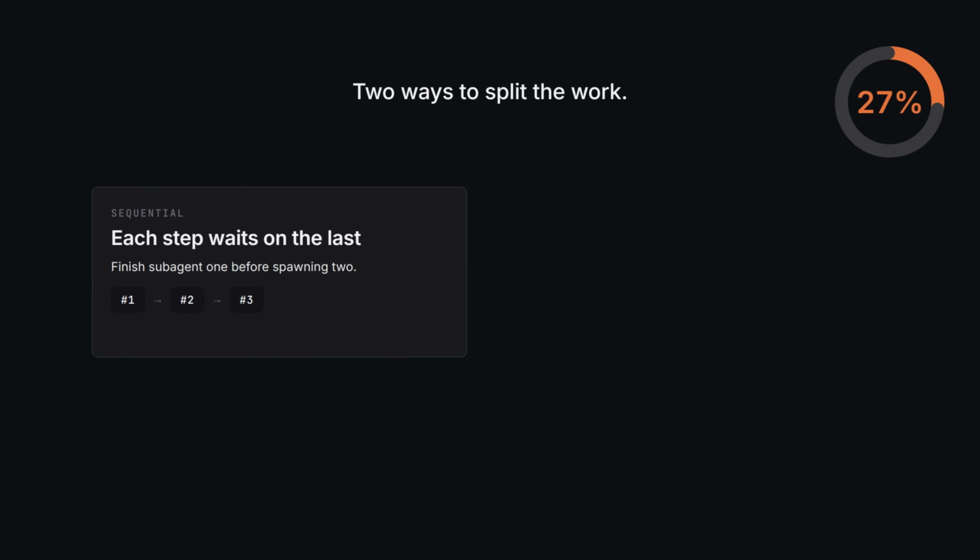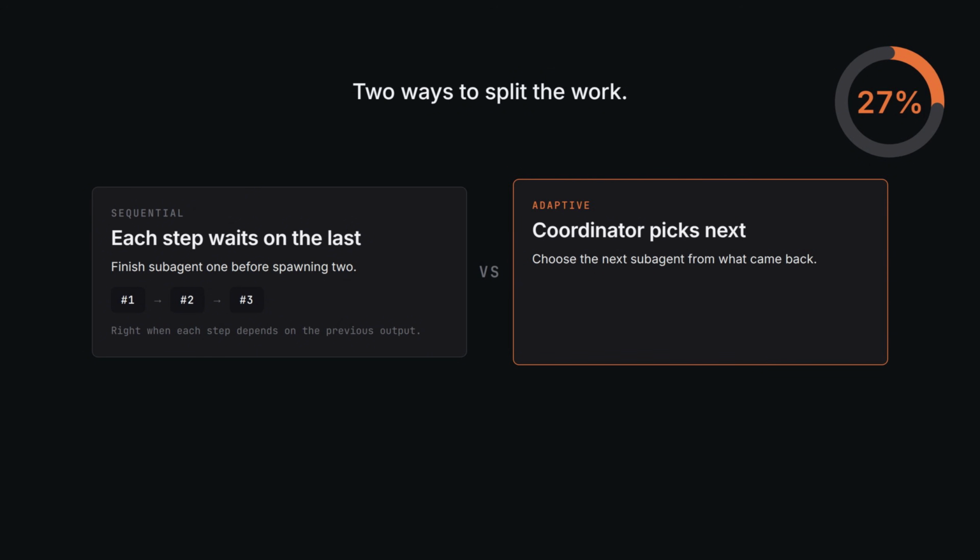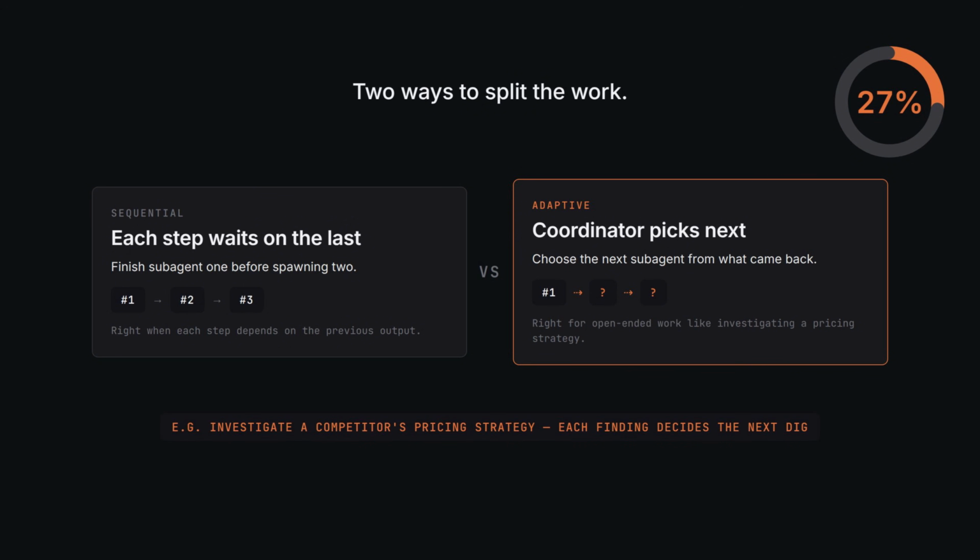Sequential decomposition means the coordinator finishes subagent 1 before spawning subagent 2, and it is the right call when each step depends on the previous step's output. Adaptive decomposition means the coordinator picks the next subagent based on what came back, and it is the right call for open-ended work, like investigating a competitor's pricing strategy.